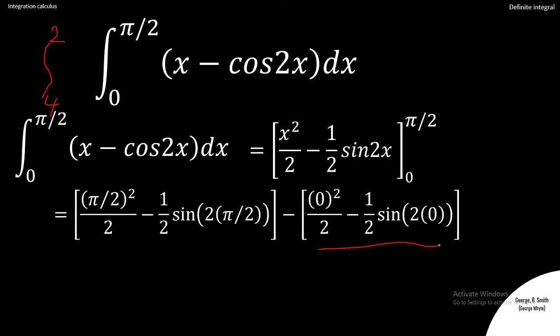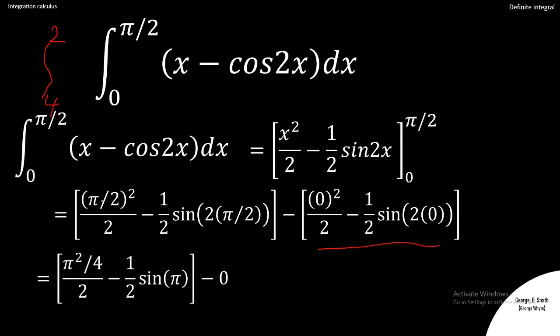Now everything here will give you 0 because sine 0 is 0. On the other part, the 2 will cancel, so you're going to get sine pi here, and sine pi, which is sine 180, is equal to 0. The rest simplifies to pi squared over 4 all divided by 2. Since this part is 0, pi squared over 4 over 2 will give us pi squared all over 8. So that becomes our result to this question.